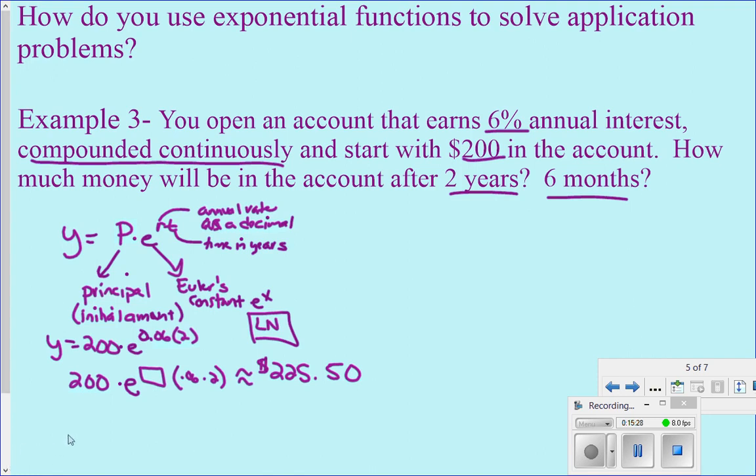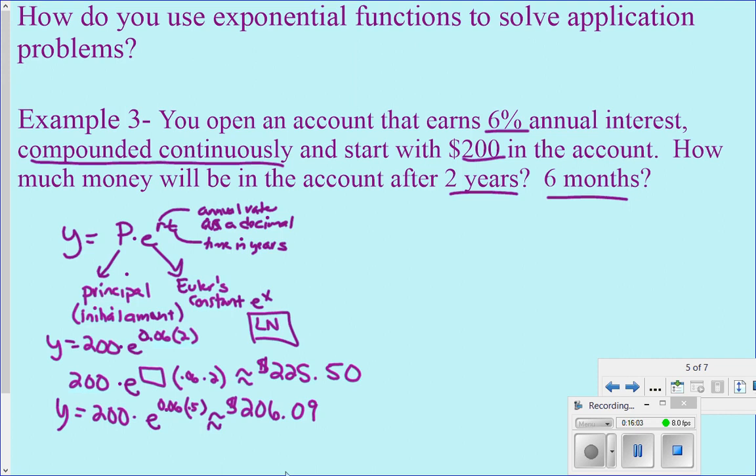So let's get 6 months now. So we have y equals 200 times e raised to the, again, 0.06 times, remember, this has to be the time in years. So 6 months is half a year, so I have to use 0.5 or 1/2. So you can enter that. And when you do that, you should get $206.09, which once again is a little higher than the other two amounts after 6 months.